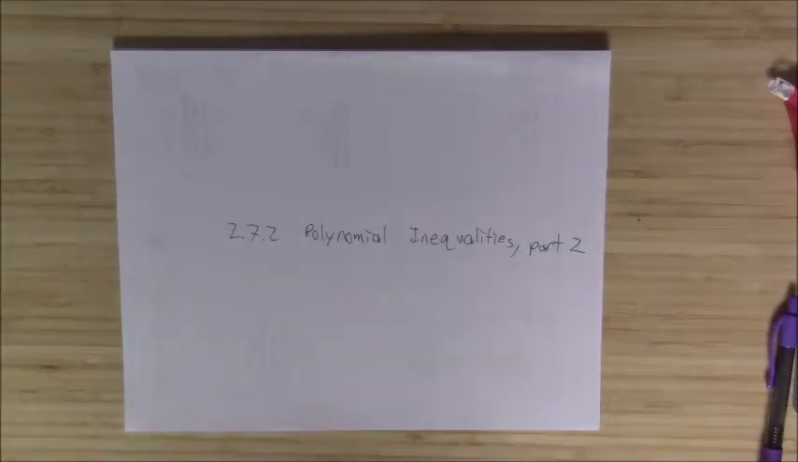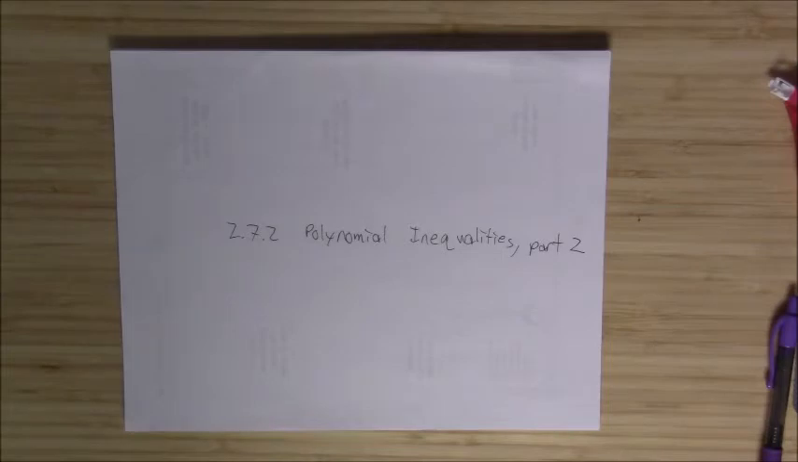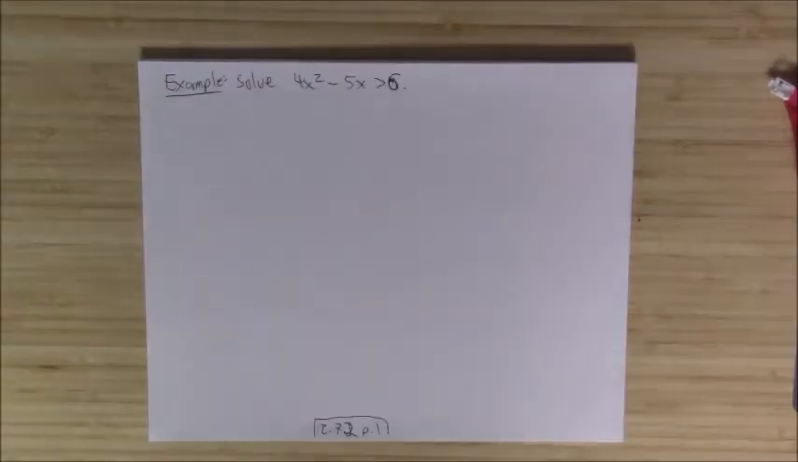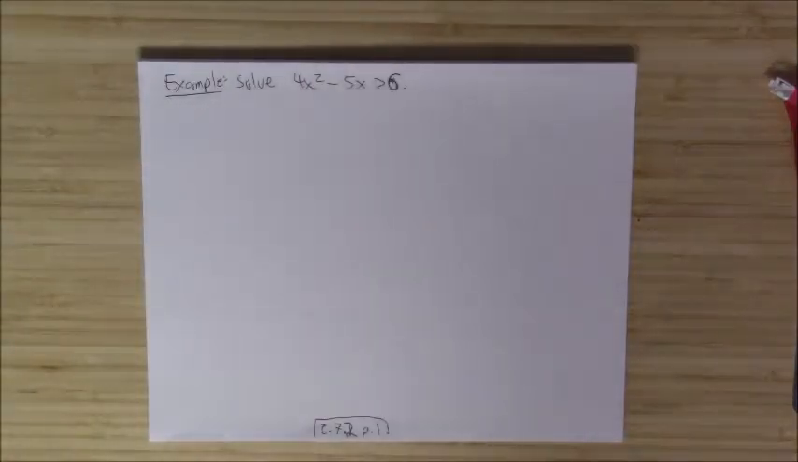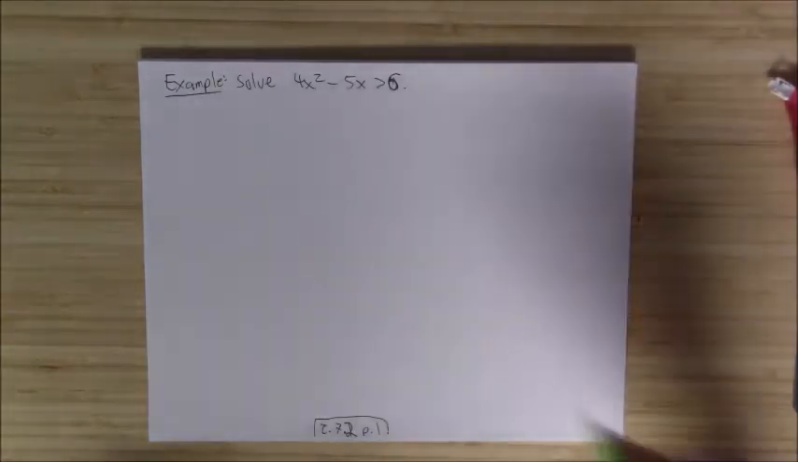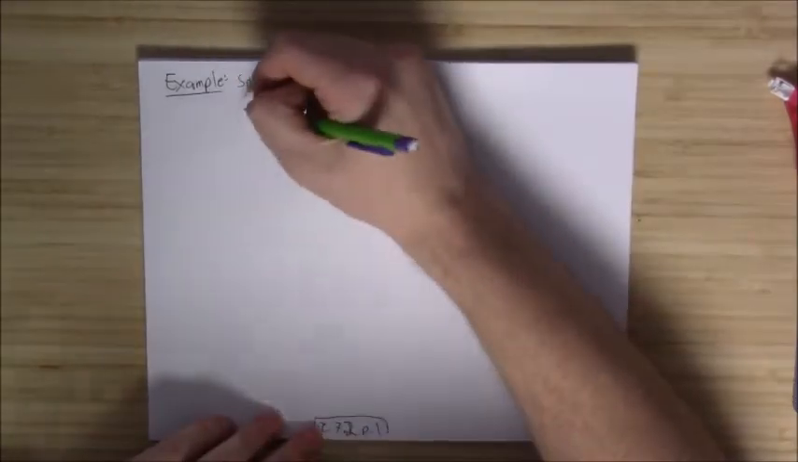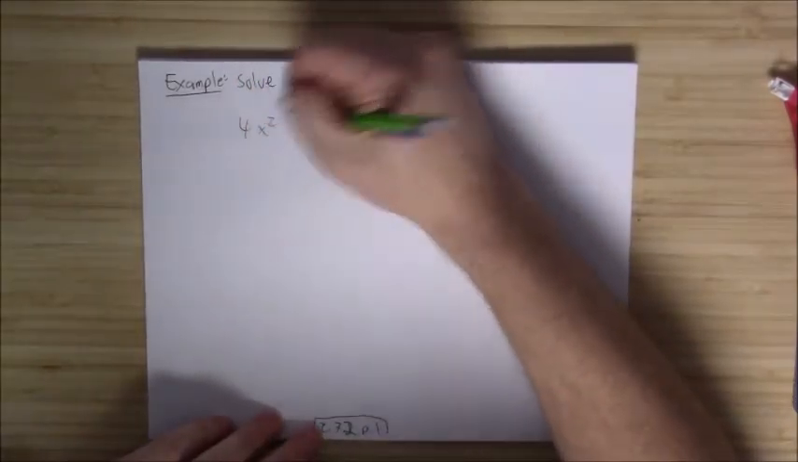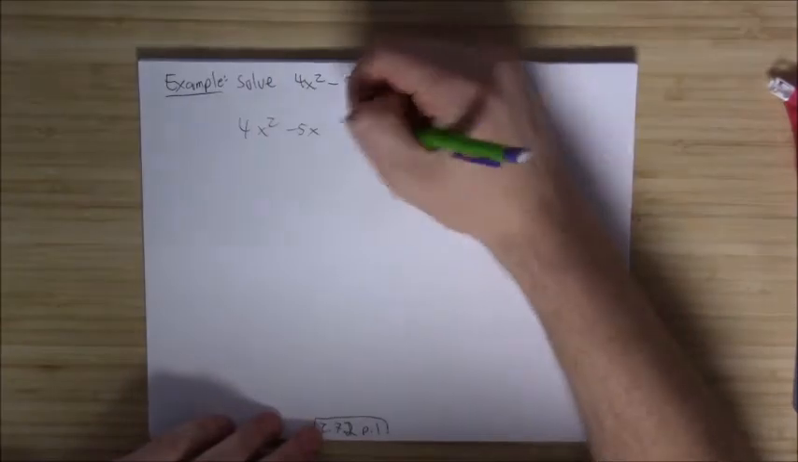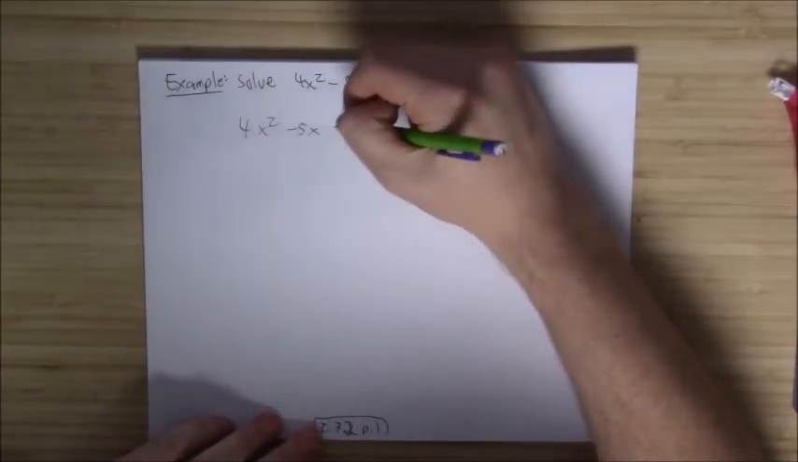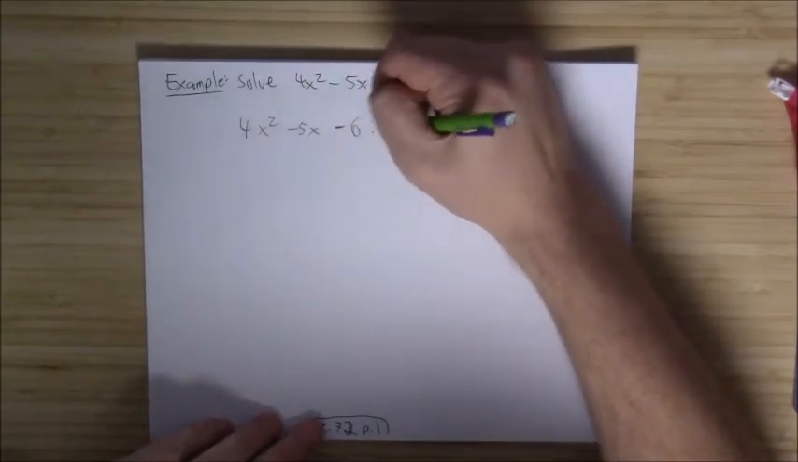In this video, we're going to continue working some examples of solving polynomial inequalities. So for example, let's solve 4x squared minus 5x greater than 6. Well, the first thing is to get a 0 over here, so let's move everything to this side. So we have 4x squared minus 5x minus 6 is greater than 0.